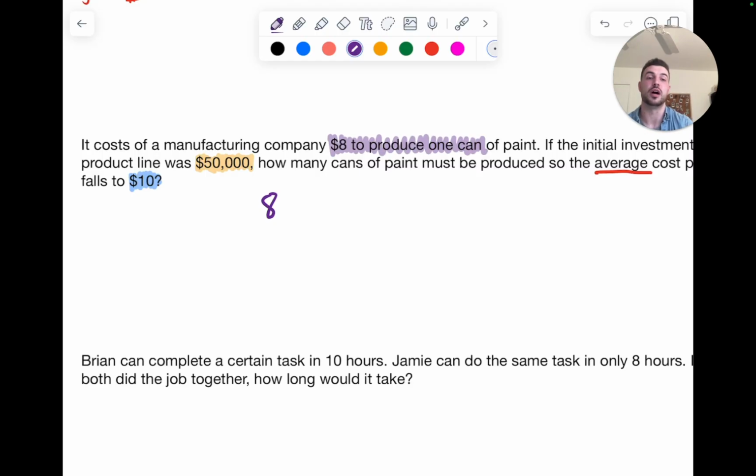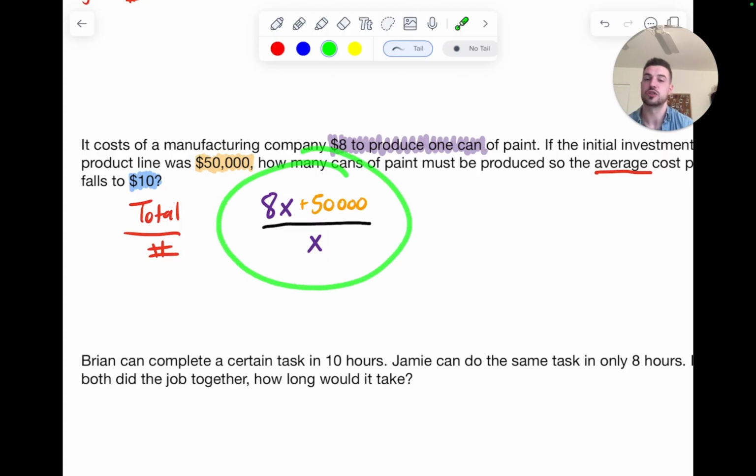To represent an unknown value, we use a variable. So it's $8 per can, but we also have to remember that there is an initial cost of $50,000. That $50,000 went towards the initial investment in the product line. So this is our total cost, and just like what we did above, we have the total divided by the number. We don't know how many cans we're going to sell. We don't know what x is, so I'm going to leave our denominator as x. But what we want is for this to calculate our average cost, which it should, right?